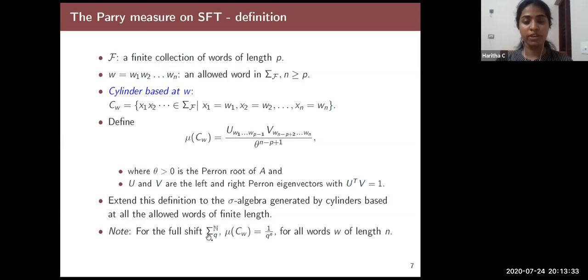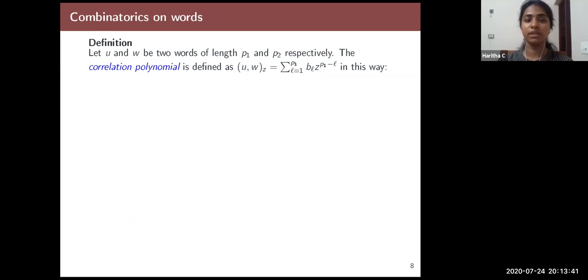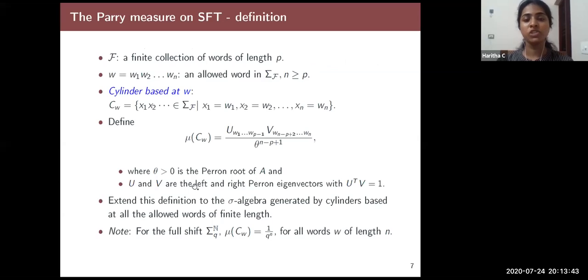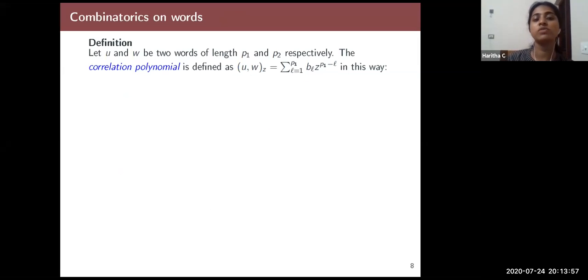And for the full shift, it's a uniform measure on all cylinders, and it's given by 1 by q raised to n, where q is the size of the symbol set. So our aim is to get a combinatorial expression for this Perron root as well as the Perron eigenvectors, so that we can redefine the Parry measure. So we'll obtain an expression in terms of the correlation polynomial, which is defined as follows.